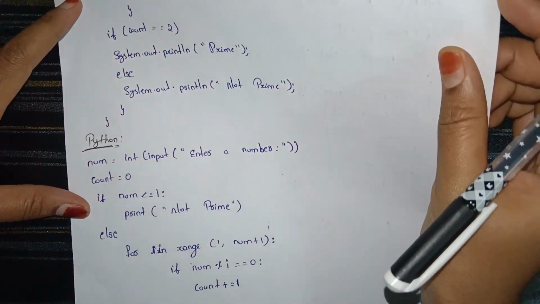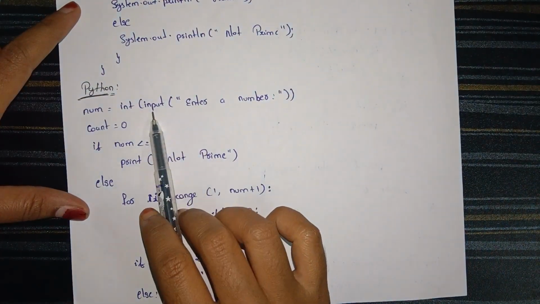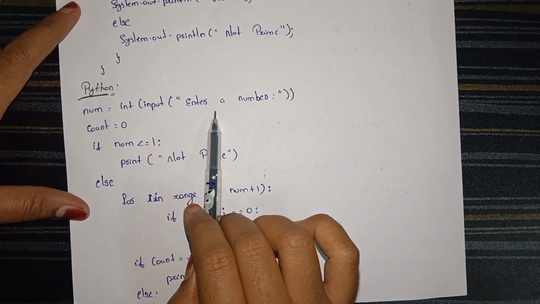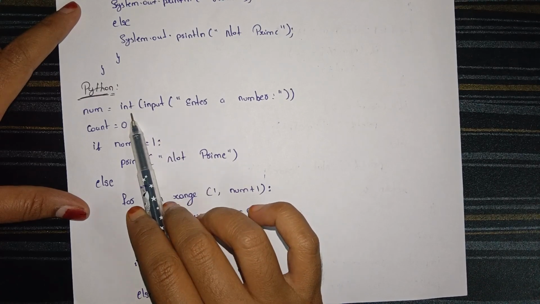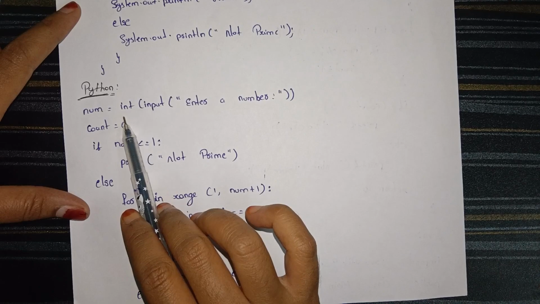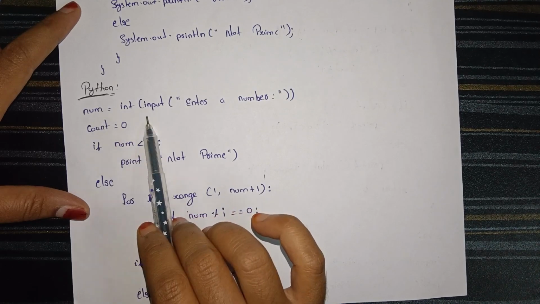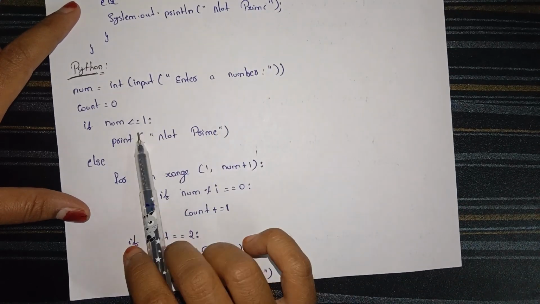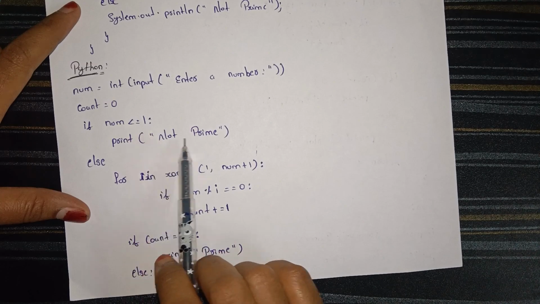Next, Python. Python, same input. First we will accept the input from the user as a string. We are converting it into integer. int of number means it will convert it into integer. Num will be assigned to that number. Count is 0. If num is less than or equal to 1, it is not a prime number.